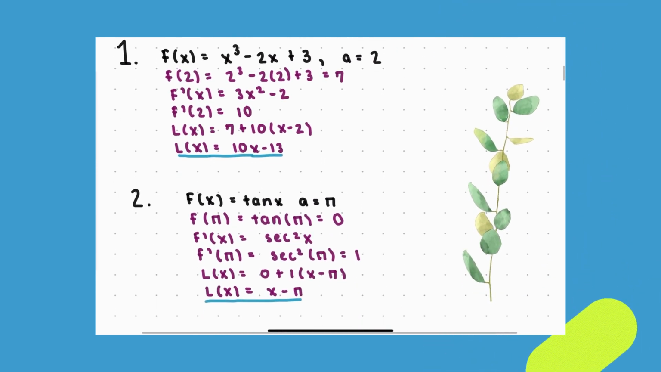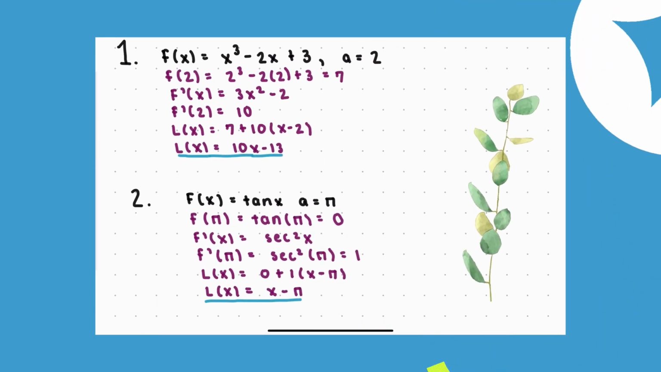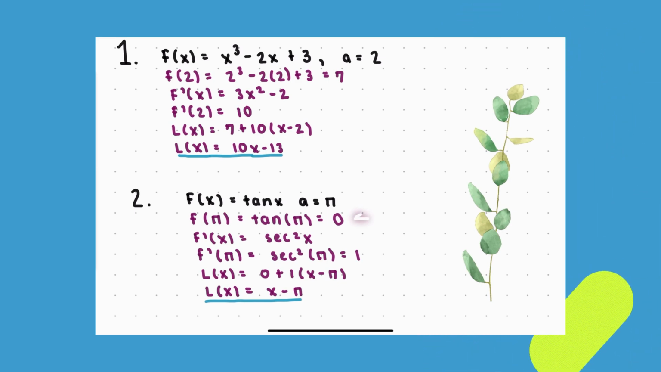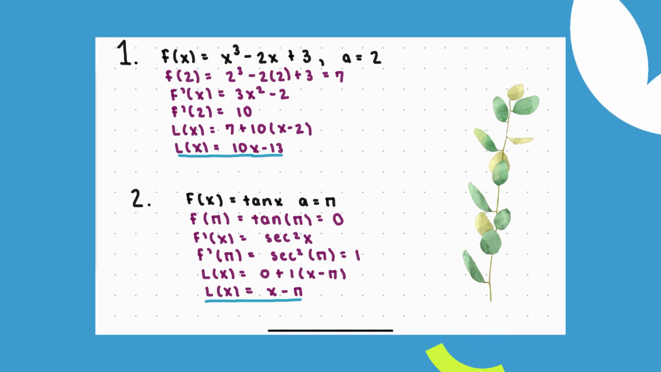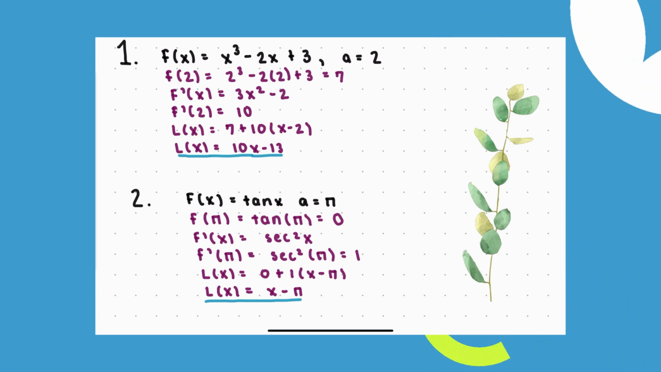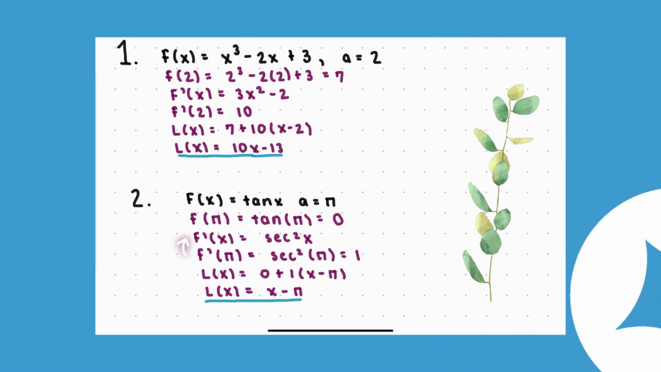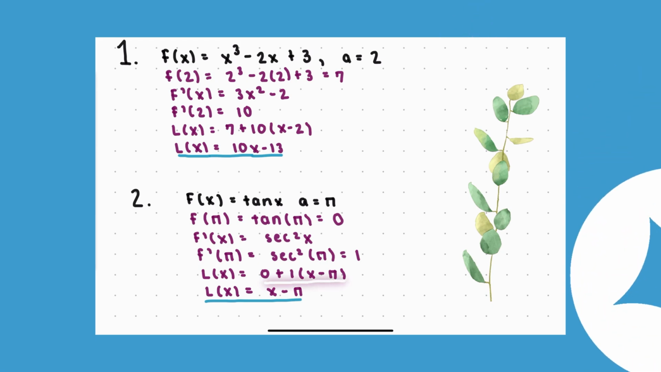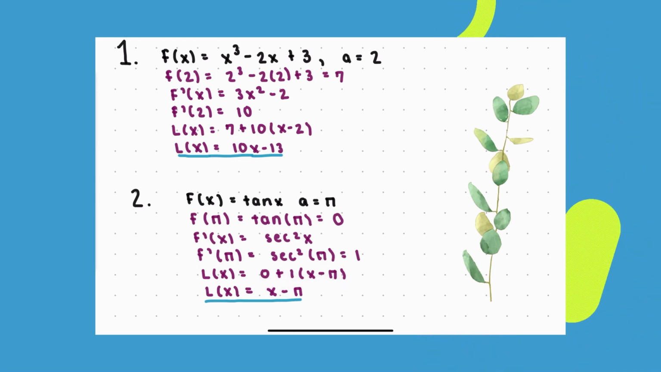For number 2, we are asked to find the linearization of tan x at a is equal to pi. Firstly, we plug pi into the original equation, which is tan of pi, which is 0. Then, we find the derivative of tan x, which is secant squared x. After that, we plug pi into the derivative equation and get secant squared of pi, which is equal to 1. Finally, we plug all of this into the L of x equation, and we get 0 plus 1 times x minus pi. When we simplify, our final product is x minus pi.